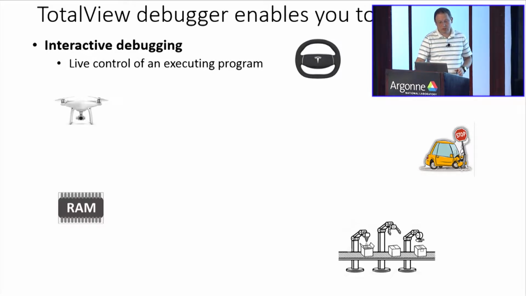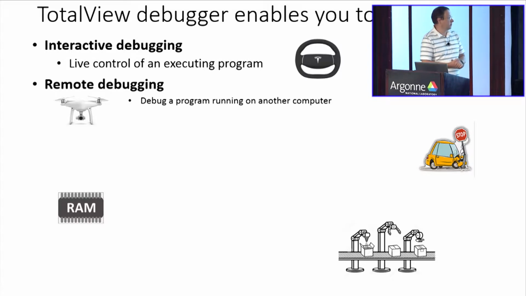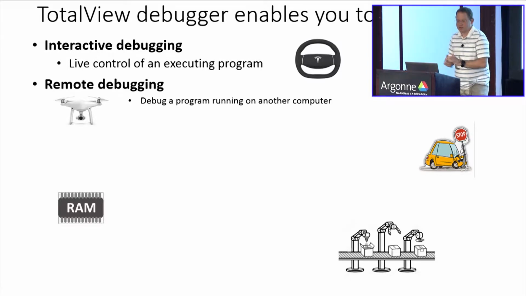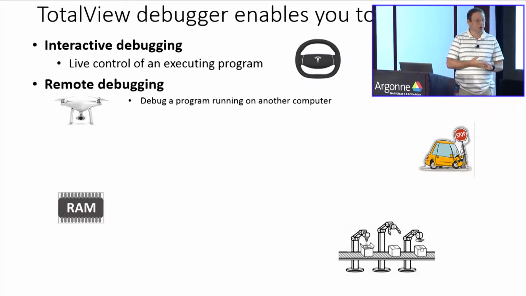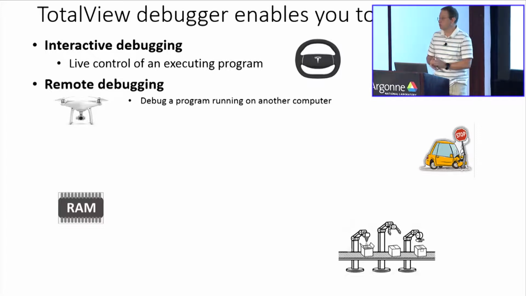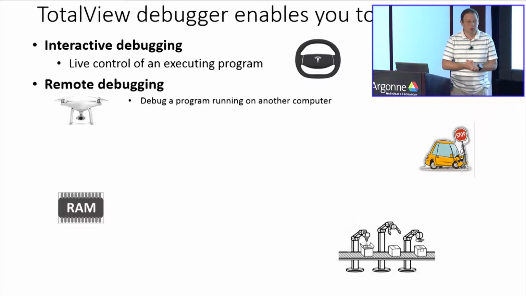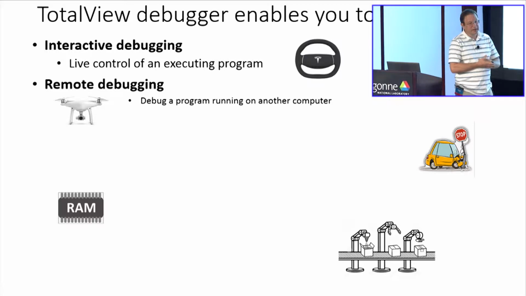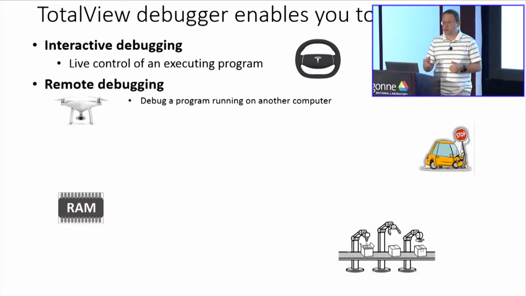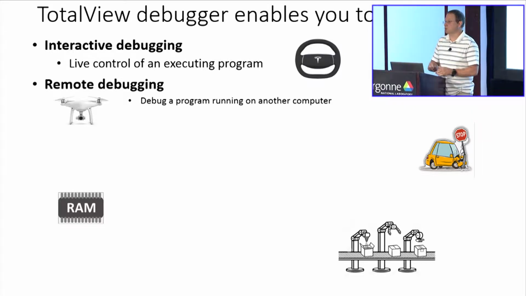Next is remote debugging. This is pretty obvious, especially for you guys, since I assume you're doing a lot of MPI. This is all remote debugging. You attach to one aprun, for example, on your front node, and then you go to a lot of different compute nodes and do remote debugging. But you can also do more complicated things. You can connect to any remote computer and seamlessly do debugging there. This is what remote debugging is.